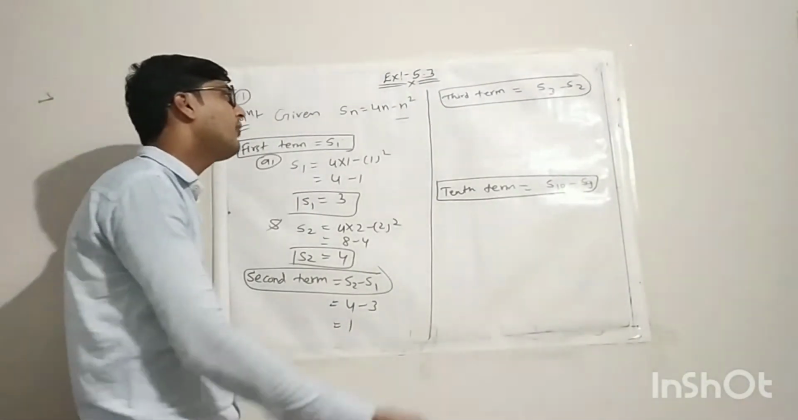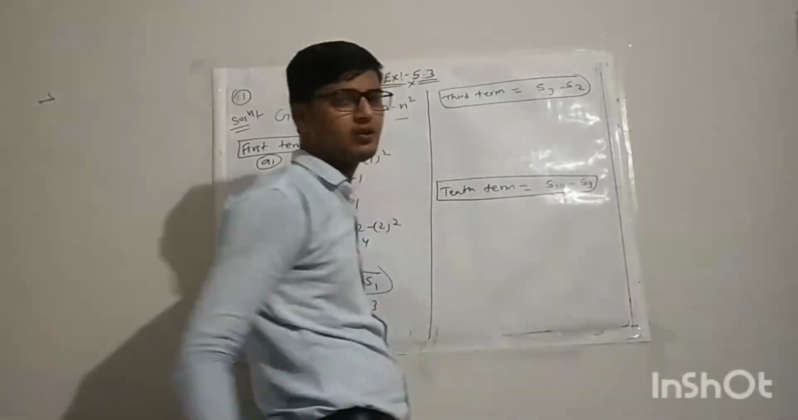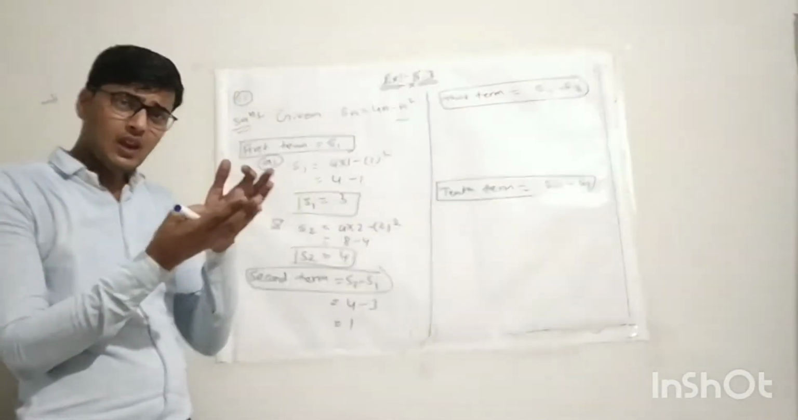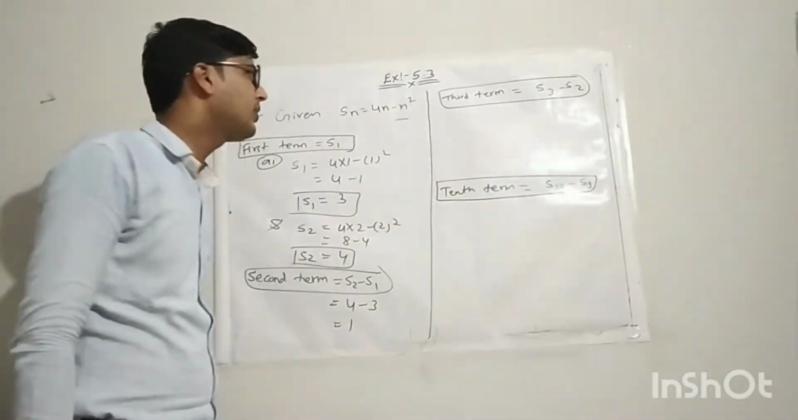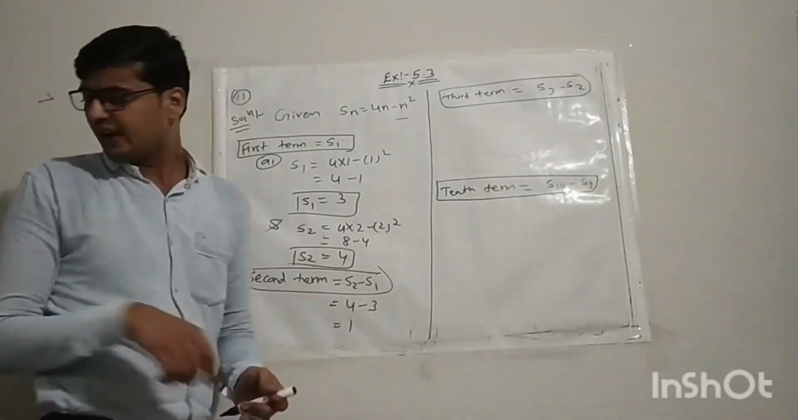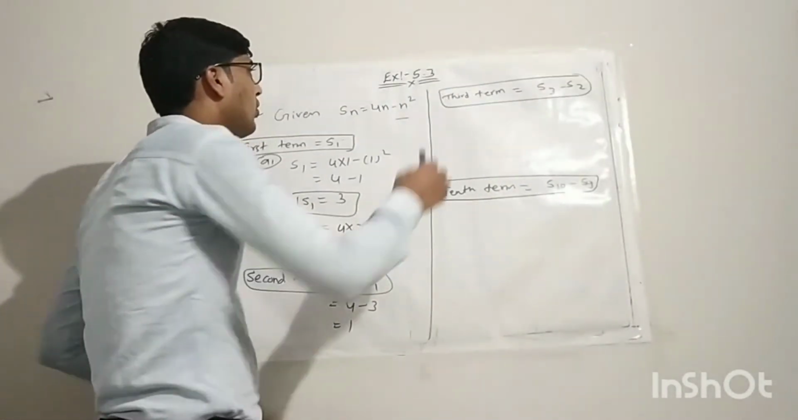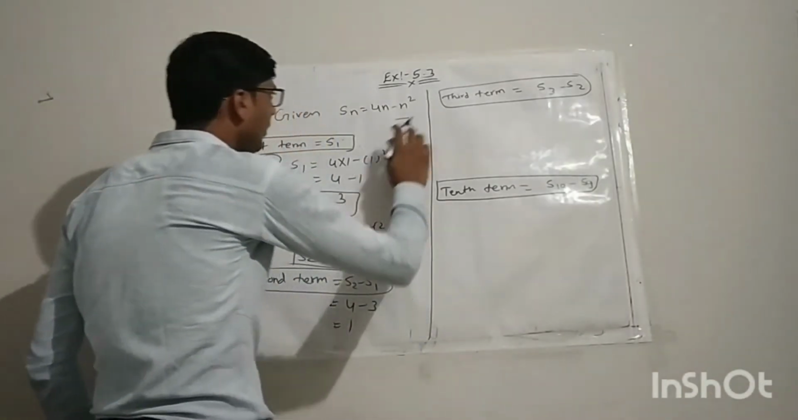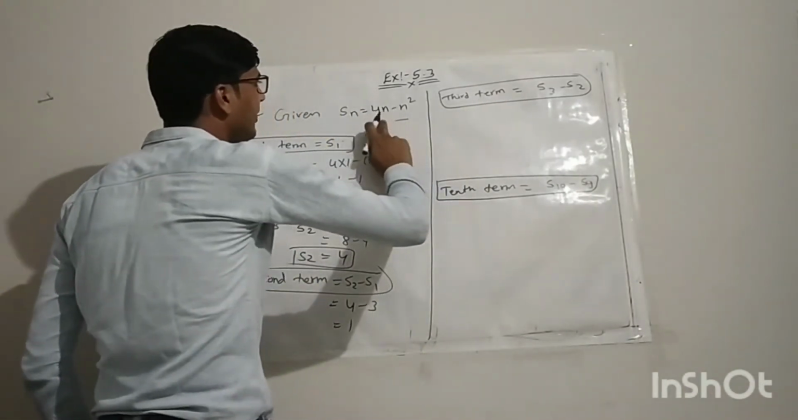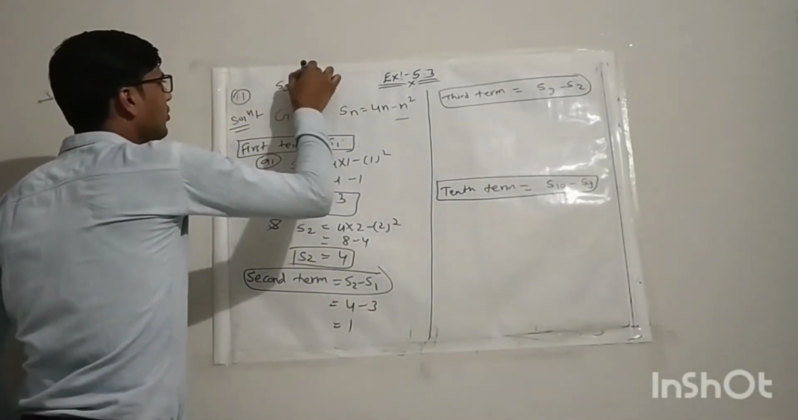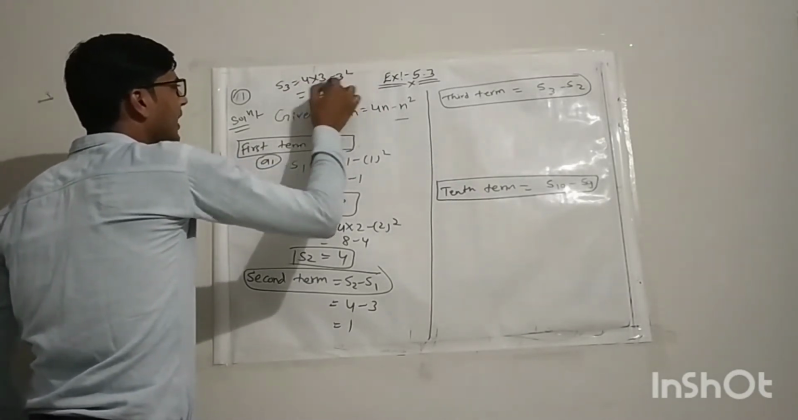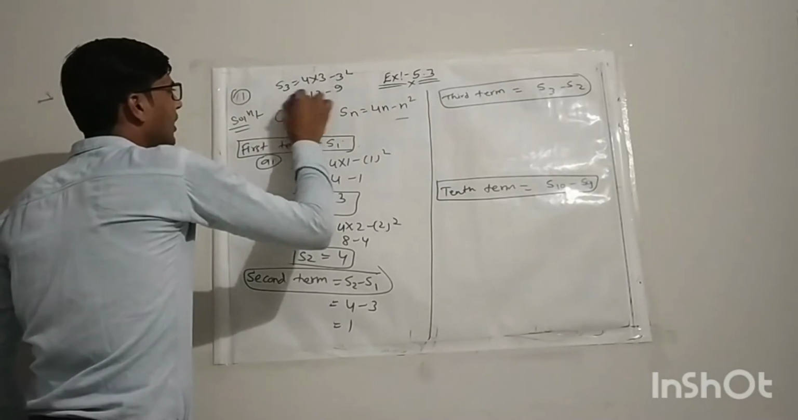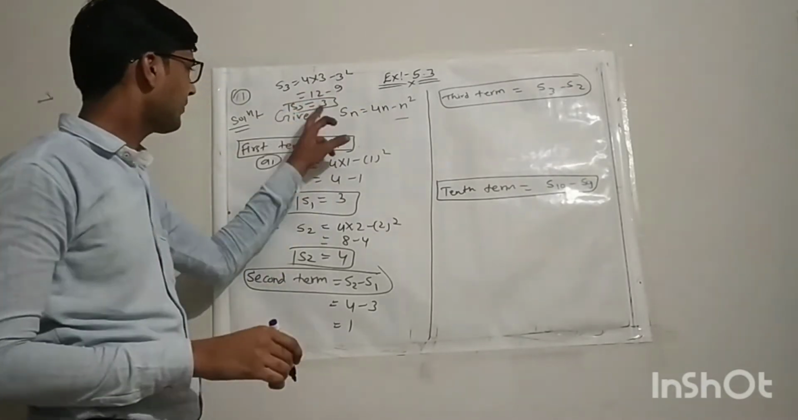So the third term, how do we find it? S3 minus S2. It means S3 में से S2 को माइनस करना है. So simply, first we calculate S3. How do we calculate S3? We put n equal to 3 in this equation, and we get S3. So 4 into 3 minus 3 squared. Simply 12 minus 9 becomes 3. So S3 is 3.